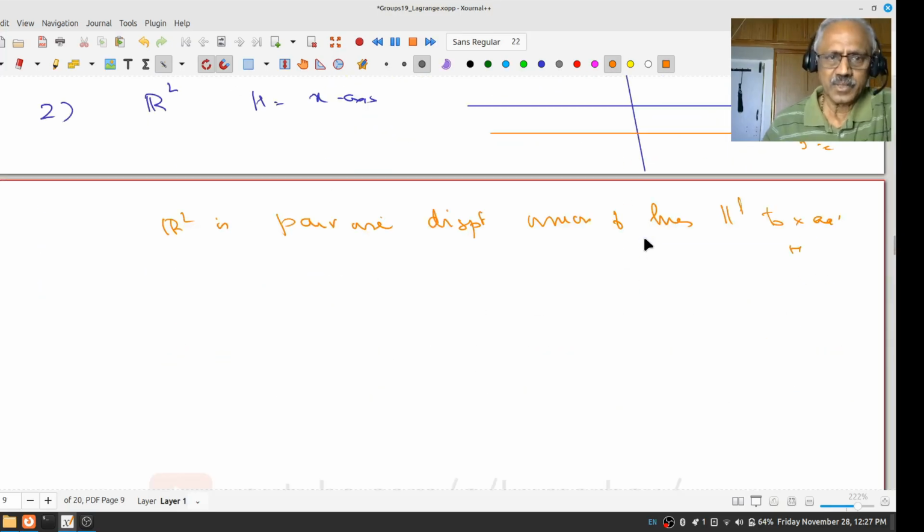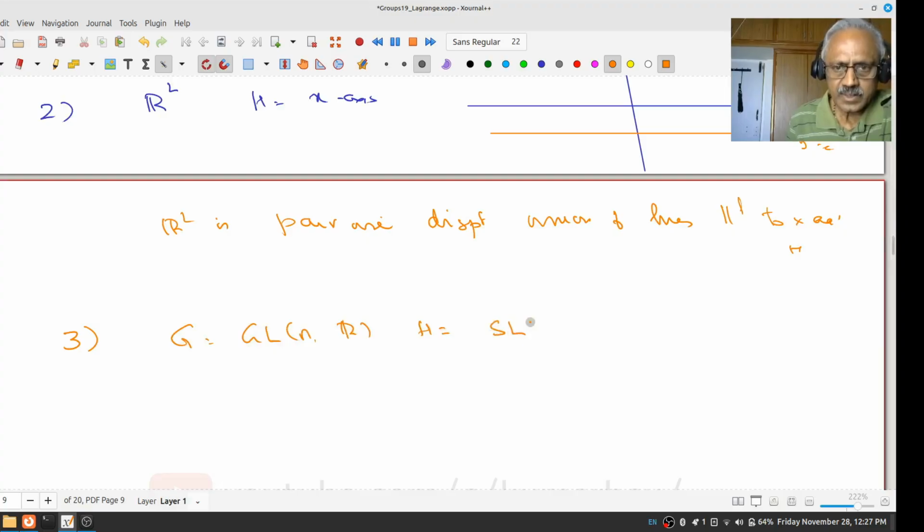Okay, this is what you have seen. And the third example, what we saw was G equal to GLNR, my H was SLNR, that is the set of matrices with determinant 1. Matrix with determinant equal to 1, right? And what did you see?